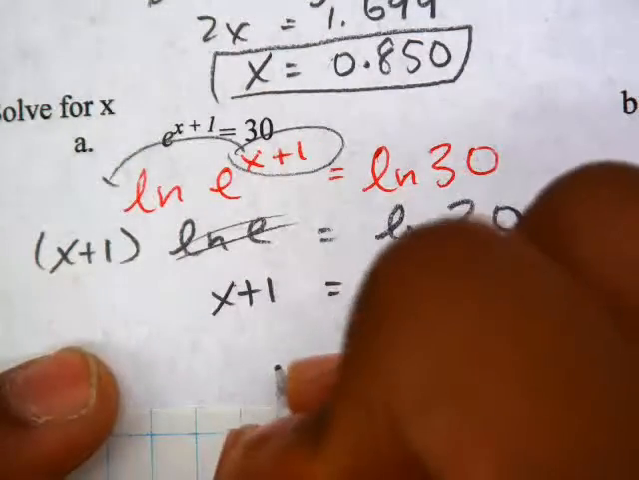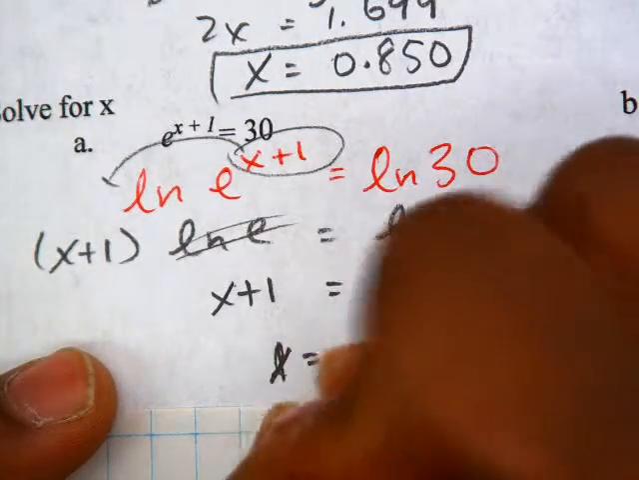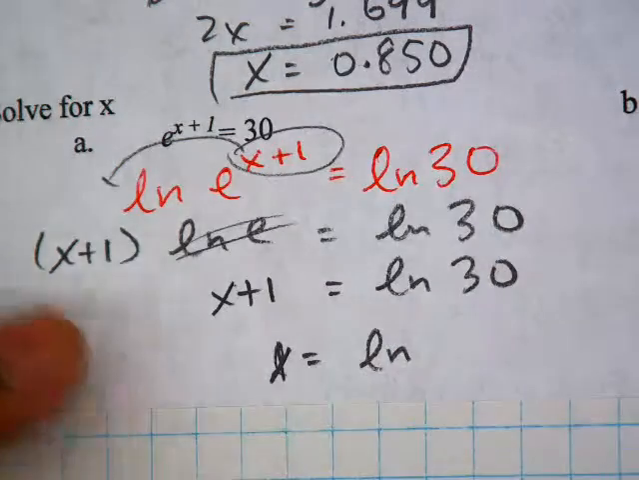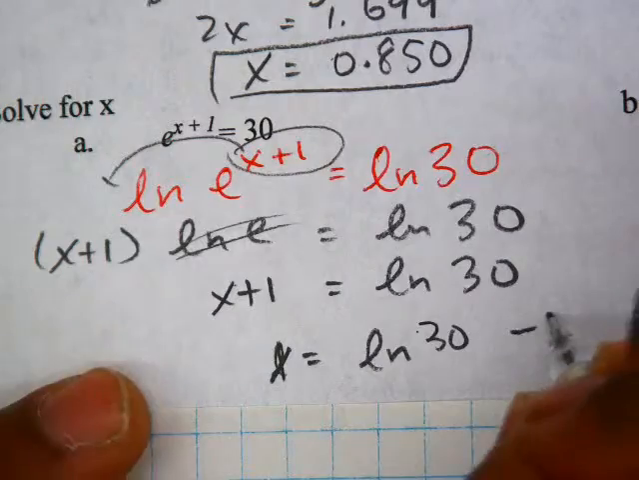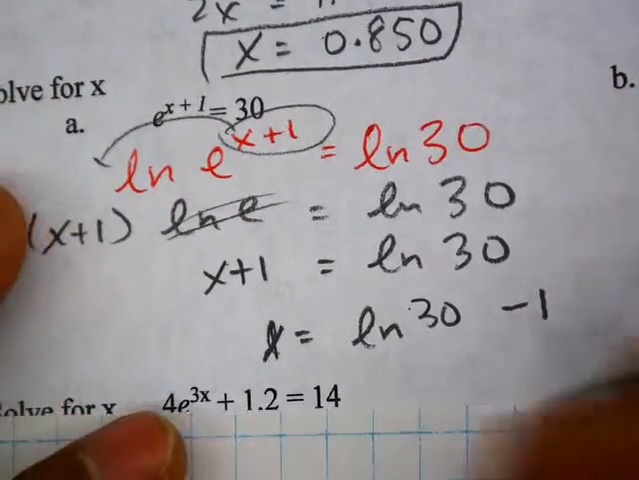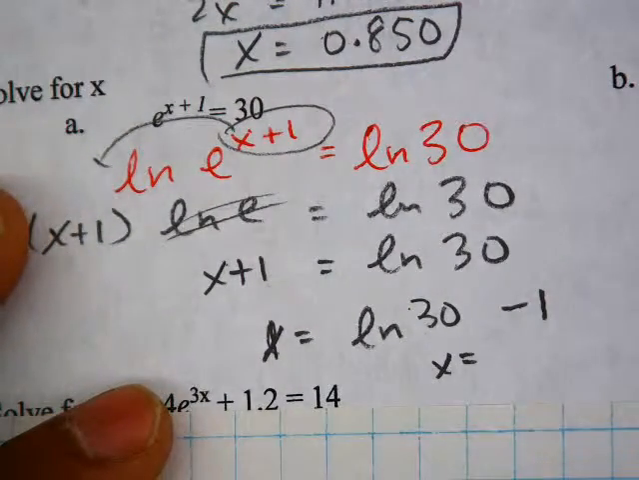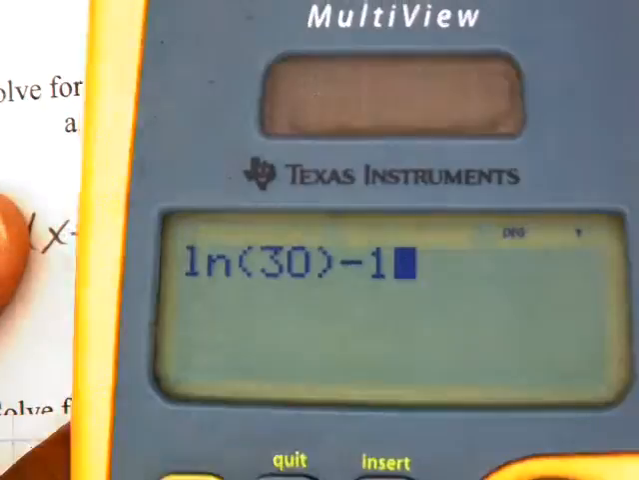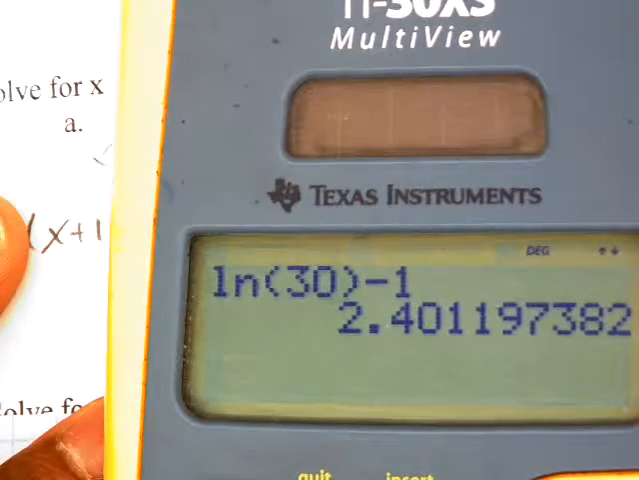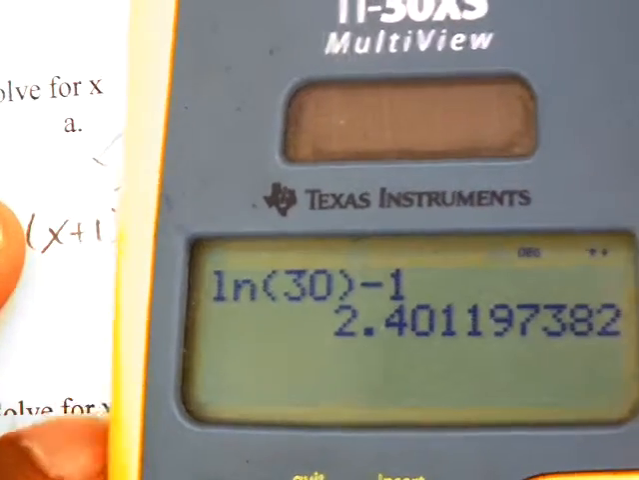I'm going to subtract 1 from both sides. It's just natural log of 30, and whatever answer you get, subtract 1 from it. So natural log 30, and then whatever answer I get, subtract 1 from it. 2.401.